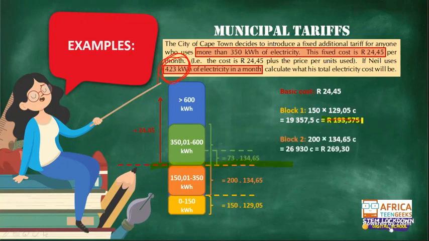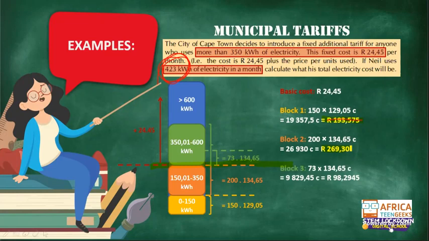Okay, block 2. We know he used the entire block 2, so that would be 200 times the 134.65 cents, and that would give us a total of 26,930 cents. Again, to get the Rand value, we divide that by 100, and it will give us 230.